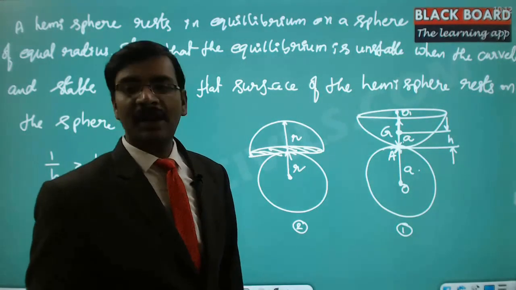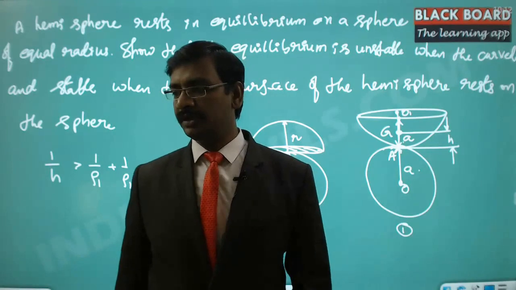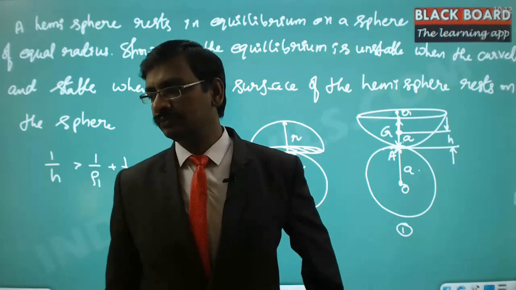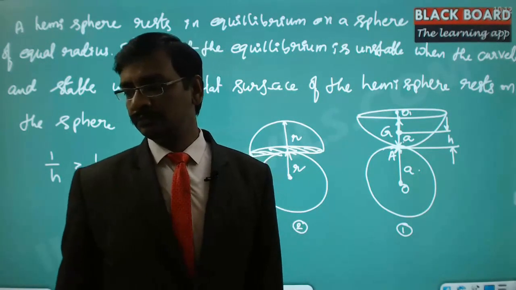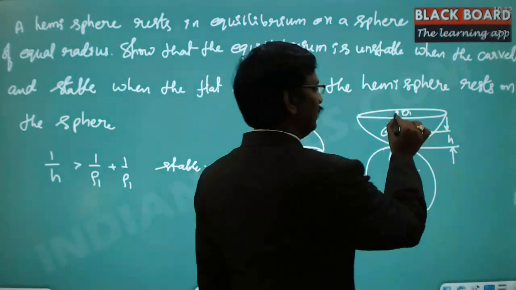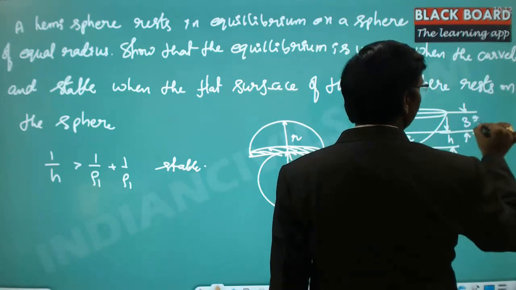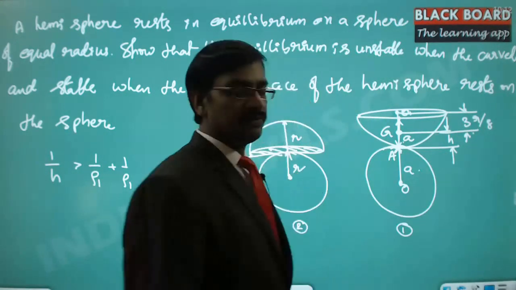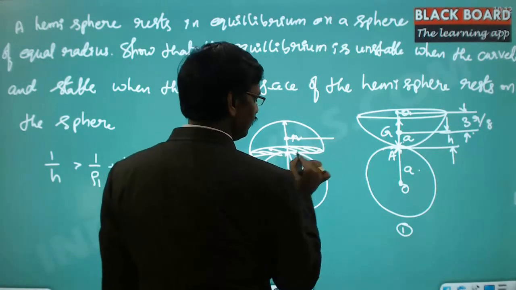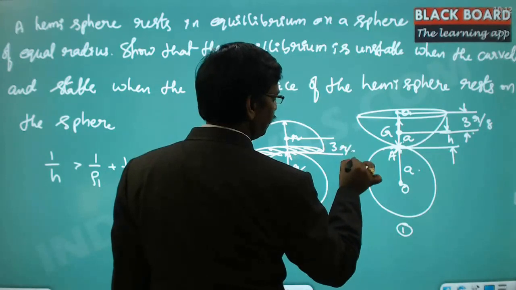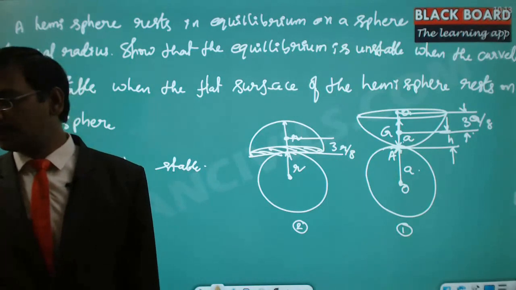Now what is the center of gravity of a hemisphere? Anybody knows? Okay, if you don't know, try to remember it. From here to here, this is the center of gravity height. So 3 times the radius by 8. This is the center of gravity from the center. In this particular case, this height is 3r by 8, so in this case 3a by 8. Got it? Understood or not?